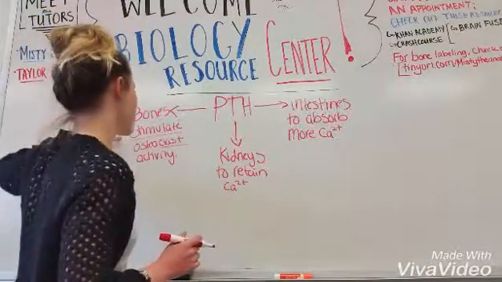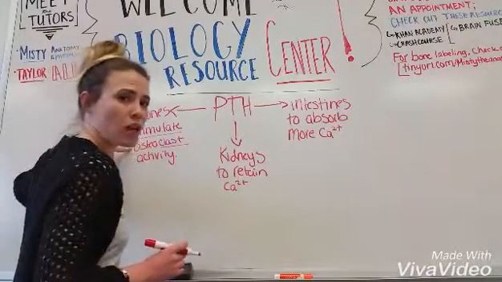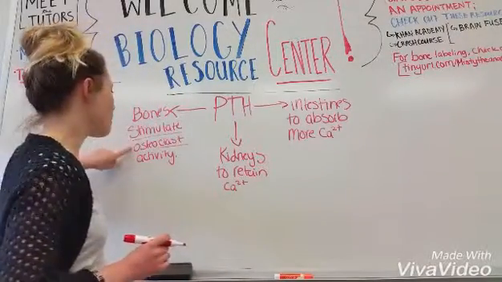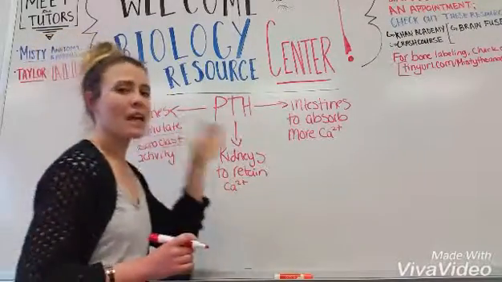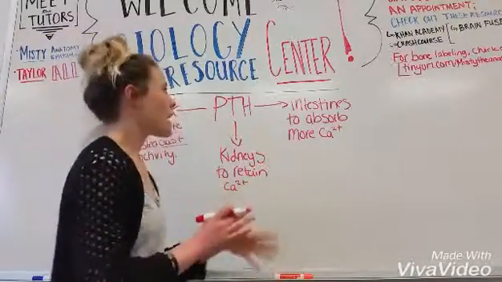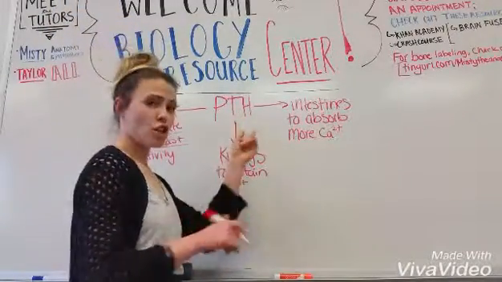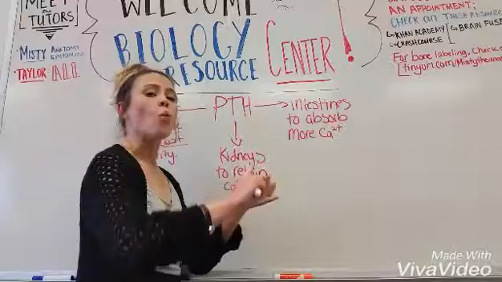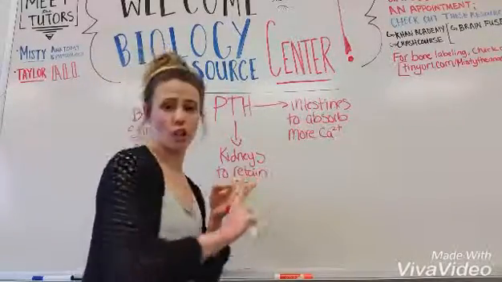our bones to stimulate osteoclast activity. You should already understand what an osteoclast is. If you don't, this is a cell that breaks down bone. So it's going to break down bone to release calcium back into blood. So for your test and when you're studying, you really need to understand PTH, where it's released from, why it's being released, what it's targeting, and what those target organs are doing.